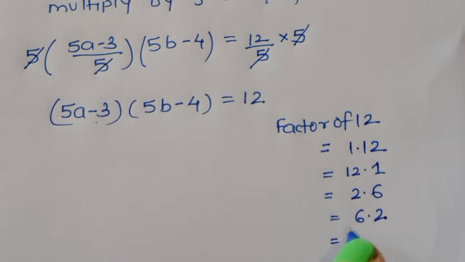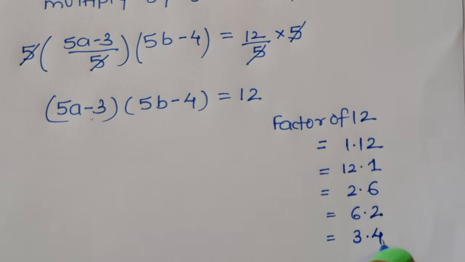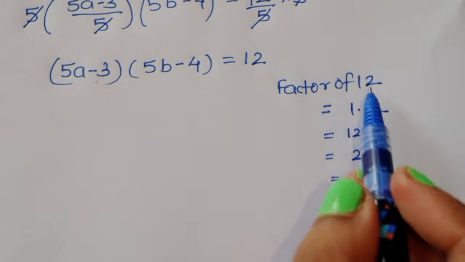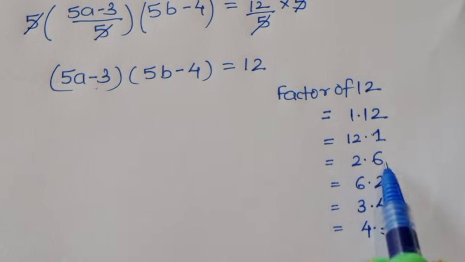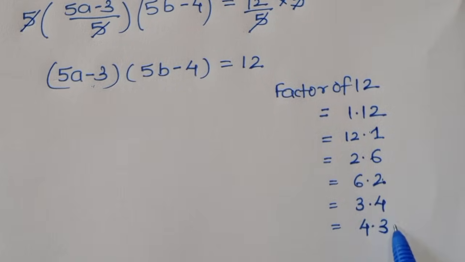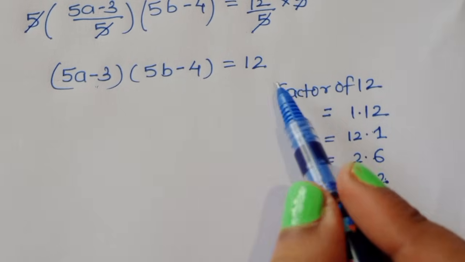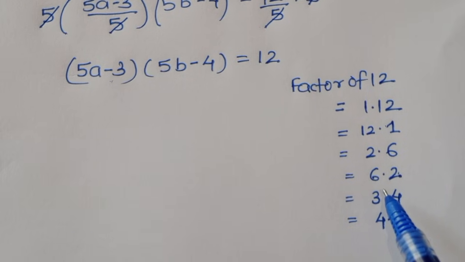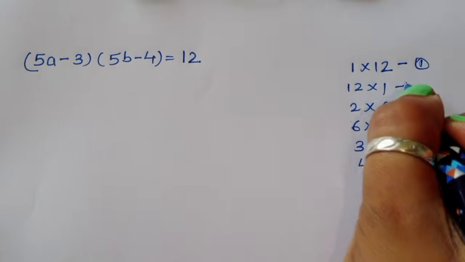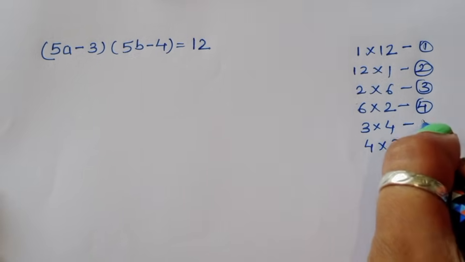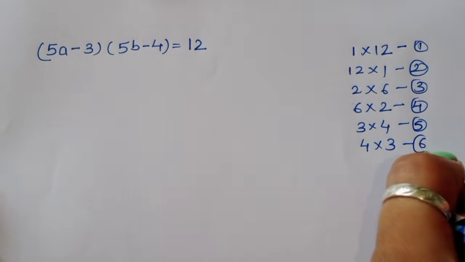And after that 3 4s are 12. And here 4 3s are 12. So this is the factor of 12. 1 2 3 4 5 6. Now we got here 6 cases for factor of 12. Now we have to solve these 6 cases. So let's see the first one. So this is case 1, case 2, case 3, case 4, case 5, and this is case 6.